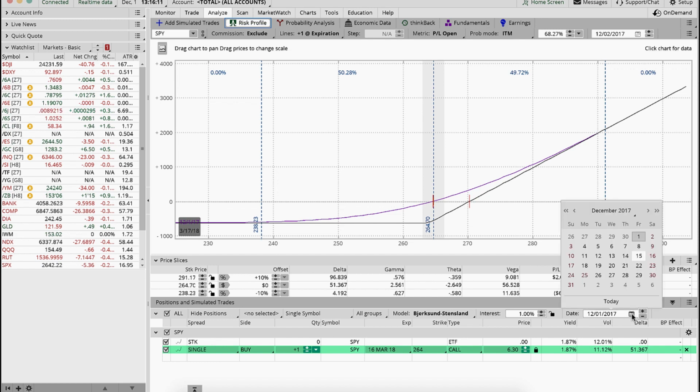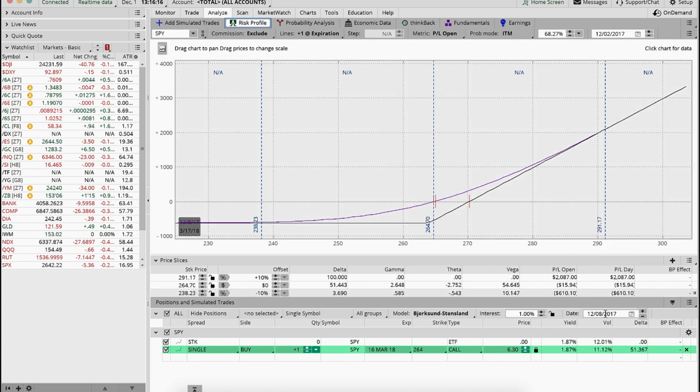What if I change the calendar date, what if on December 8th we hit our stop loss? Well, on December 8th, if we hit our stop loss below $260.03, look at the legend now, we're going to lose $227, right?